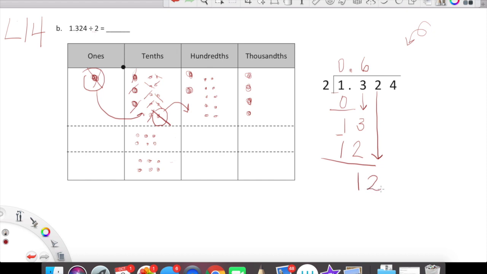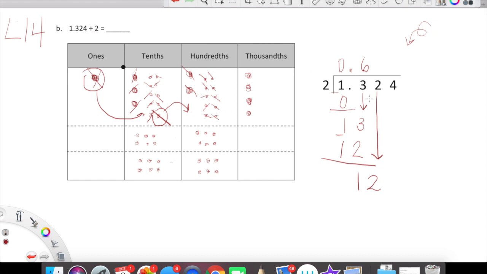And now we're going to think about the fact that we have 12 hundredths. We have 12 hundredths that we're working with now. Just like over here in our model, we have 10, 11, 12 hundredths. What we're looking to do is spread these 12 hundredths evenly across two groups. So let's go ahead and do that. 12 hundredths spread evenly across two groups is going to look like 6 hundredths in each group. 6 and 6. So what we've actually done is we've used 1, 2, 3, 4, 5, 6, 7, 8, 9, 10, 11, 12. You've used 12 hundredths.